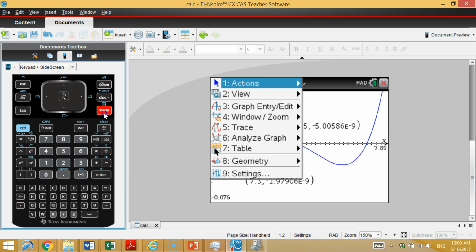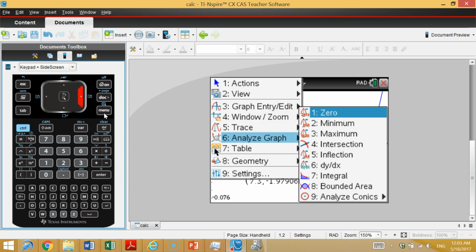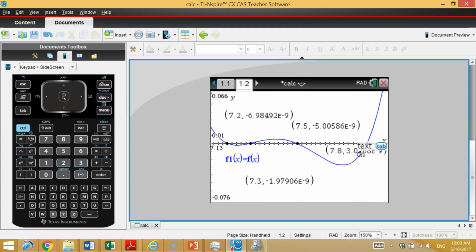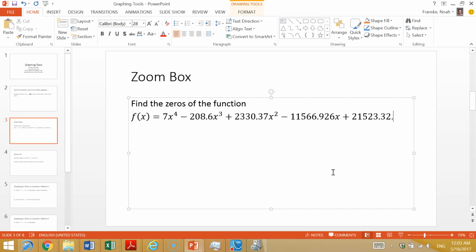We got one more 0. Analyze graph 0 and drag it through, and now we have all 4 of our zeros. And it's a quartic, so it makes sense that there's 4 zeros. So zoom box, really nice way to get tight in on one spot, and you'll see me using that a lot. All right, so we found those zeros, no problem.